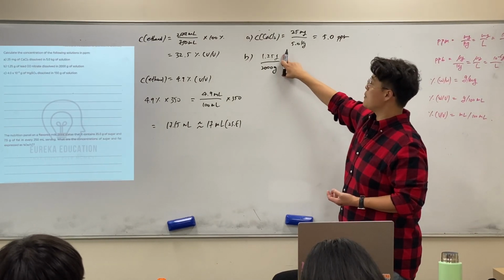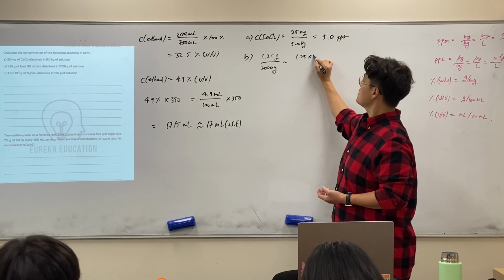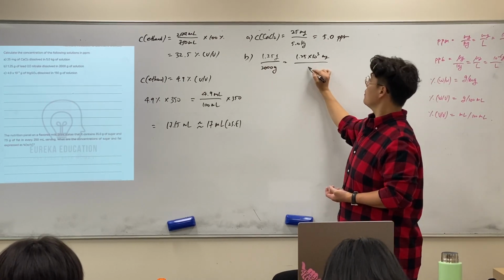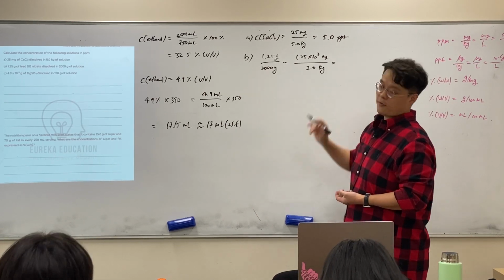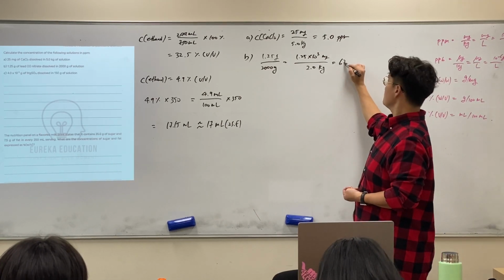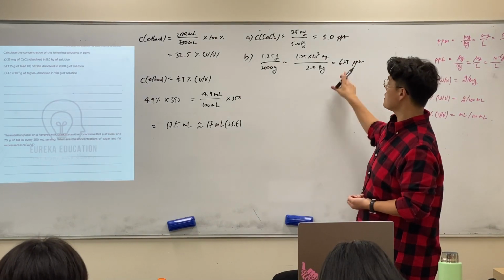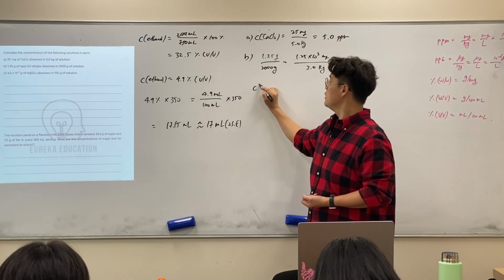So for the grams, 1.25 times 10 to the power of 3. This is how you change grams into milligrams. Grams into kg would be 2.0 kg. If you found it correctly, you should get 625 ppm. Given that we have 3 sig figs, we follow 3 sig figs as well.